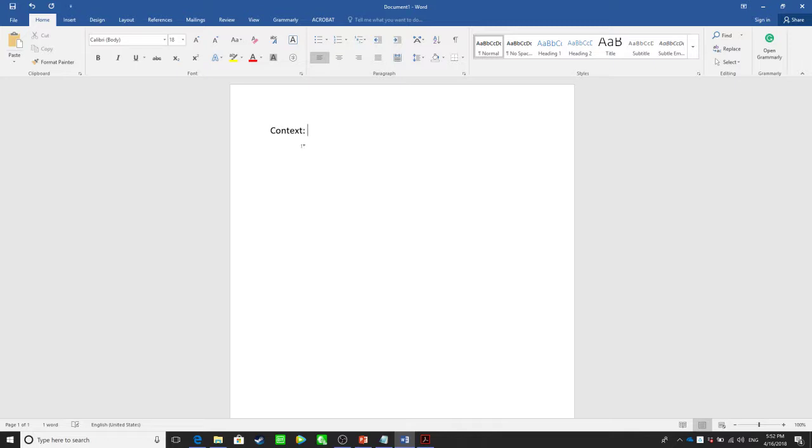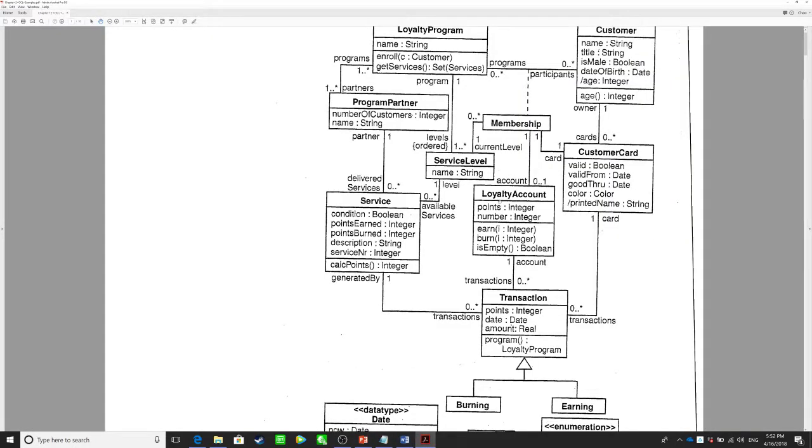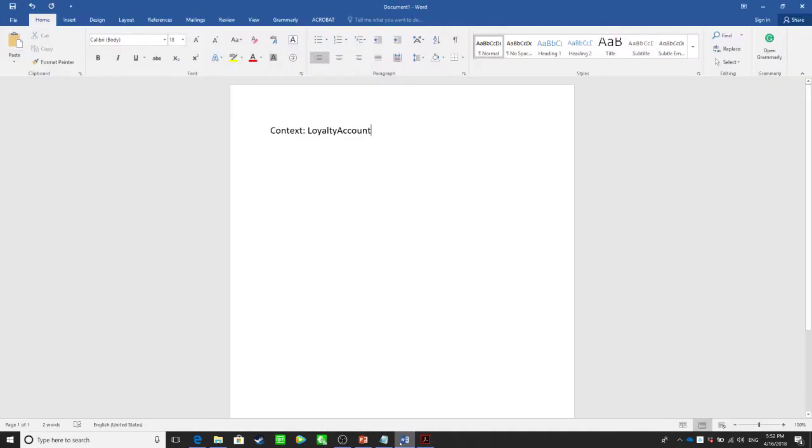Context is loyalty account. So if we want to say something like, inside this loyalty account, the initial value of the points should be 0, that is something we cannot do with invariance. We cannot do that because invariance means we have to hold that condition no matter what kind of situation. It has to be true from the starting to the end of this system. That's something called invariant.